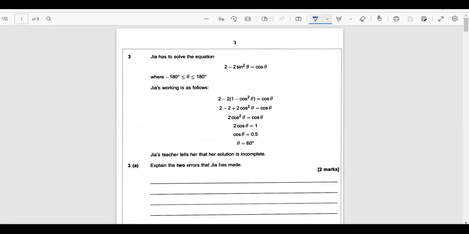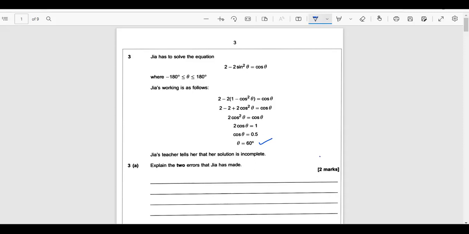It says, Gia has to solve the equation 2 minus 2 sine square theta equals cos theta, and the range for theta is from minus 180 to 180. Gia's working is as follows. All right, so Gia did some working. Gia's teacher tells her that her solution is incomplete. Yes, this would be one of the answers, but it is not complete. Okay, explain two errors that Gia has made.